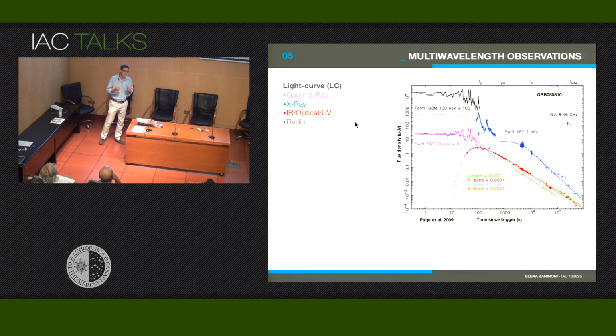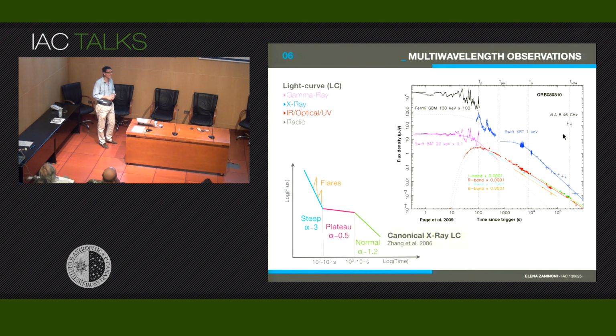Okay, when we observe gamma ray bursts, we can observe in every kind of wavelength. In fact, we observe in gamma ray, for example, for gamma ray burst 0810, this is the light curve of the Fermi GBM instrument. Then this is the SWIFT BAT, that is the gamma ray instrument on board of the SWIFT satellite. Then we can observe the X-ray light curve, that is this one, blue. Then we have also the optical observations, that are these color light curves, in this case the red and green and the blue one. And sometimes we can observe also in the radio band. In this case, the points are here.